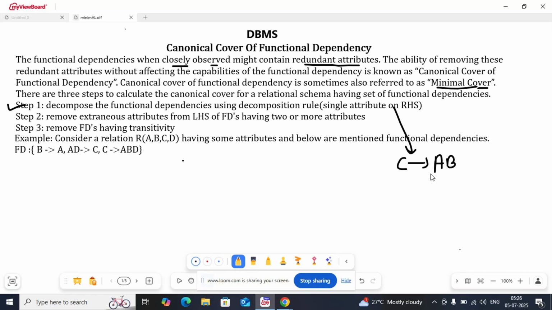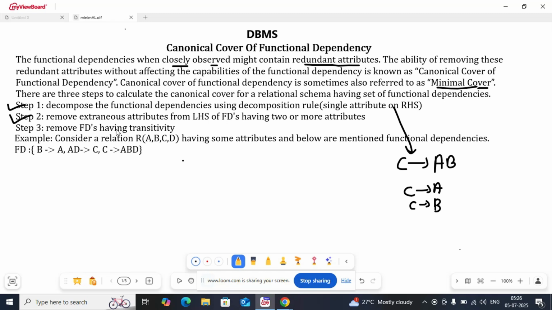So how to decompose it? If I write it like this, C tends to A, C tends to B, this becomes the decomposition rule. We have applied the decomposition rule here. On the right hand side we have only a single attribute. So whatever functional dependency you get, first of all you have to apply the decomposition rule.